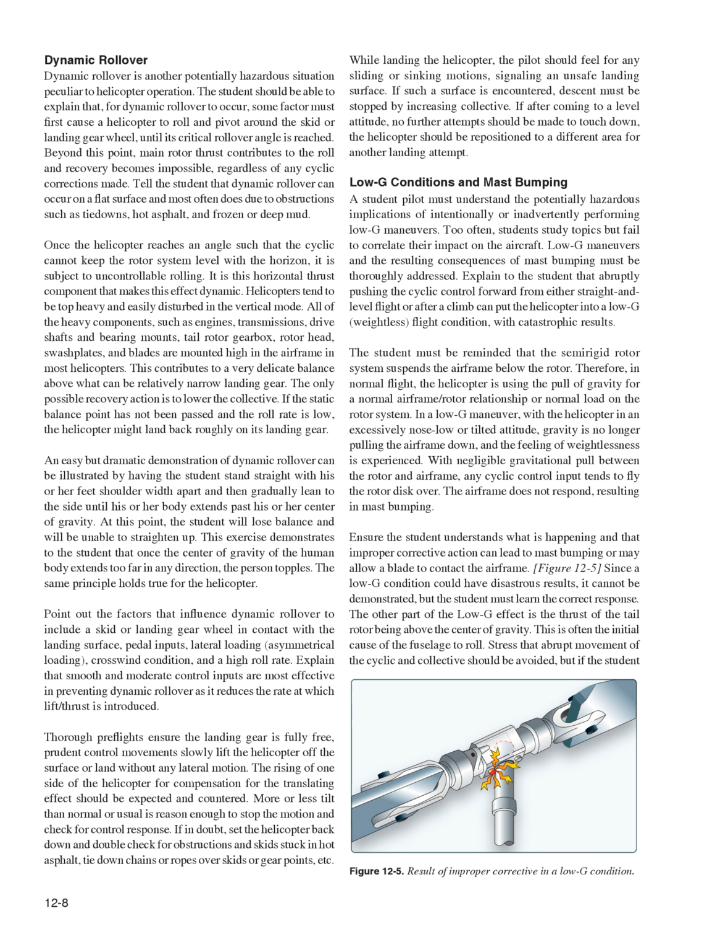Once the helicopter reaches an angle such that the cyclic cannot keep the rotor system level with the horizon, it is subject to uncontrollable rolling. It is this horizontal thrust component that makes this effect dynamic. Helicopters tend to be top-heavy and easily disturbed in the vertical mode. All of the heavy components, such as engines, transmissions, drive shafts and bearing mounts, tail rotor gearbox, rotor head, swash plates, and blades are mounted high in the airframe in most helicopters. This contributes to a very delicate balance above what can be relatively narrow landing gear.